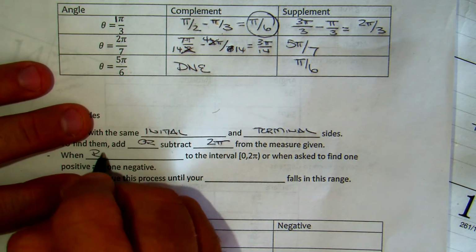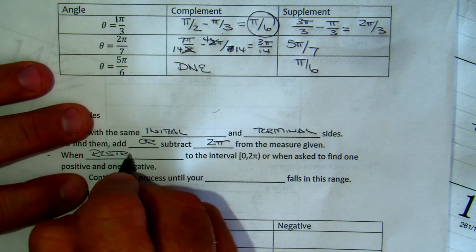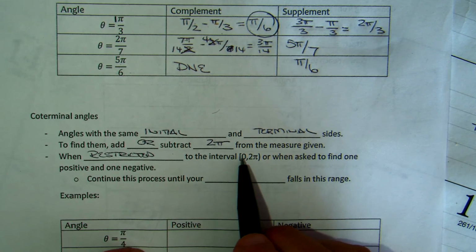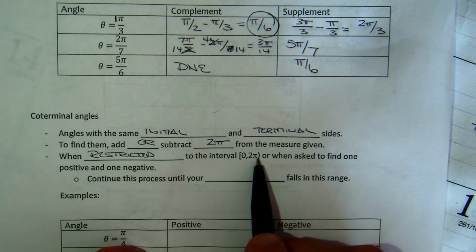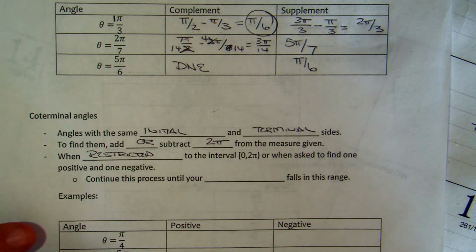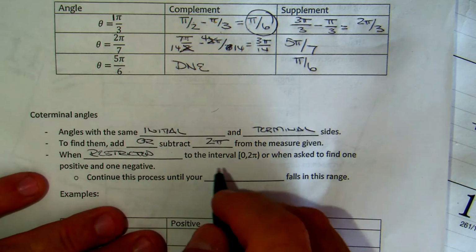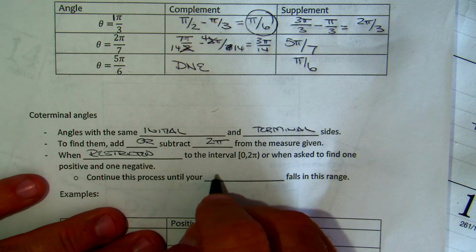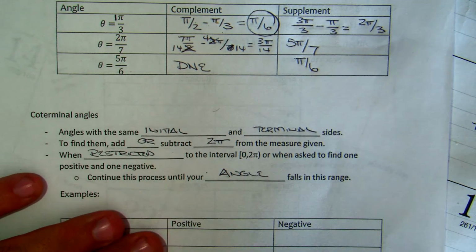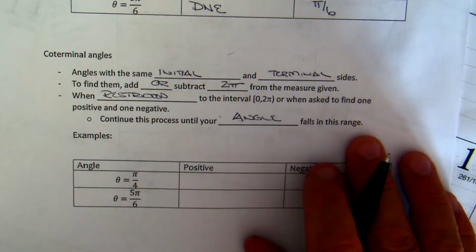When restricted to the interval 0 to 2 pi, just to make sure we understand interval notation, the bracket means it can be equal to 0, the parentheses means it cannot be equal to 2 pi. When asked to find one positive and one negative, continue this process until your angle falls in this range.